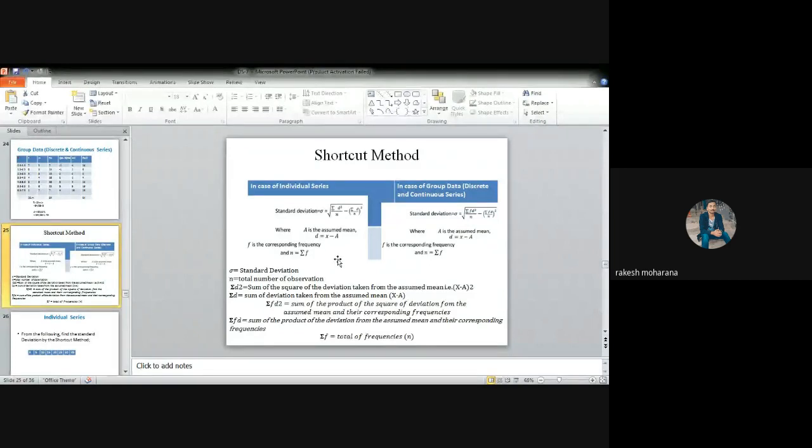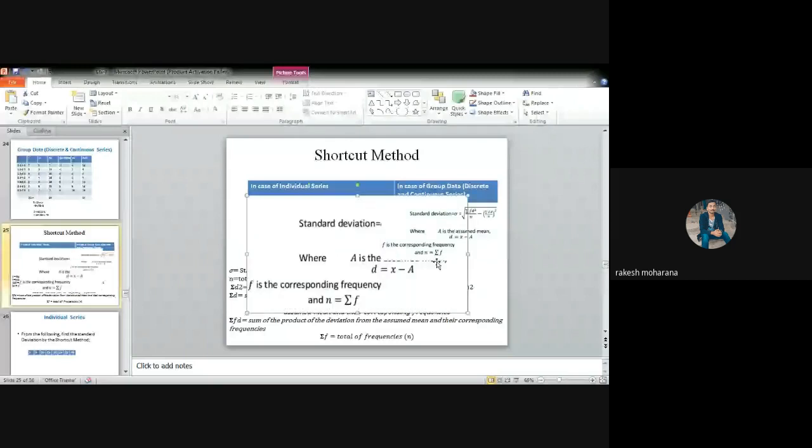Similarly, in case of your discrete or continuous series, the standard deviation sigma equals to square root of sum of f d square. Sir, can you please make it a full screen, not visible clearly? I just enlarge this one. Is it visible? Just a minute.